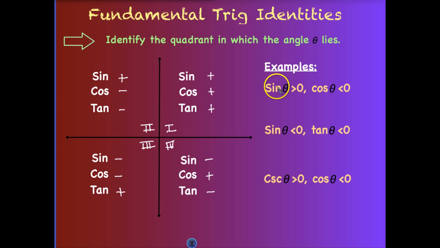Let's look at some examples. What if we have a sine of theta that's greater than 0 and a cosine of theta that's less than 0? In what quadrant would we be focused on? Well, let's think about it. Sine is only greater than 0 in quadrant 1 or quadrant 2. Cosine is less than 0 in quadrants 2 or 3. These overlap in quadrant 2, so our answer here would be quadrant 2. Go ahead and try the next two on your own. Which quadrant are these in?